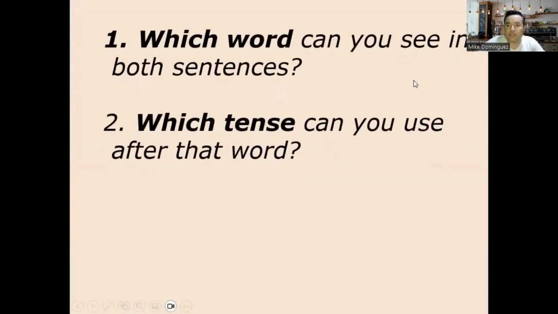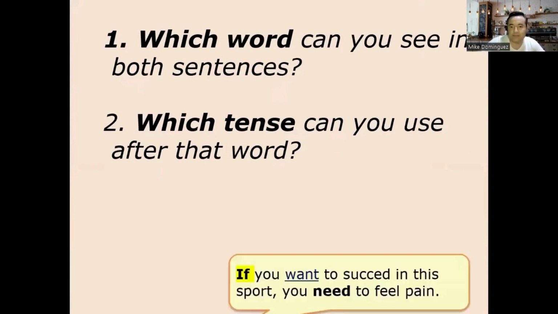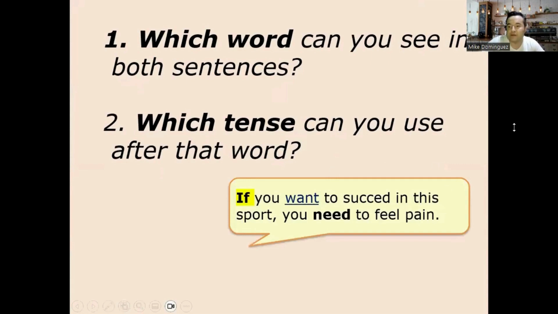Which words can you see in both sentences? And which tense can you see after the word? What is the word you see in both examples? Notice if. What is the meaning of if, by the way, in Spanish? Exactly. It is a conditional. Si esto, esto. Si aquello, lo otro. If that, so. Okay? So if you want to succeed in this sport, you need to feel the pain.